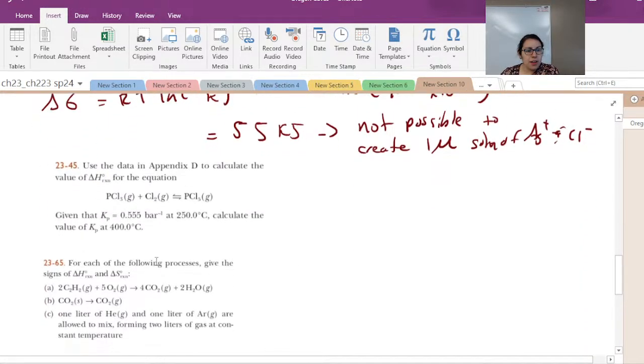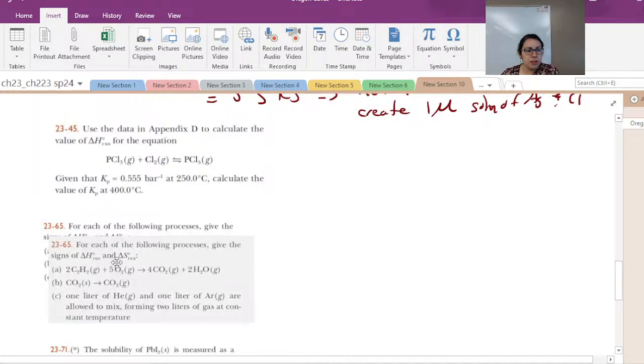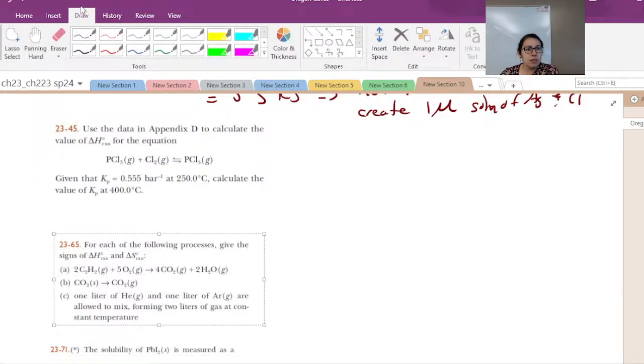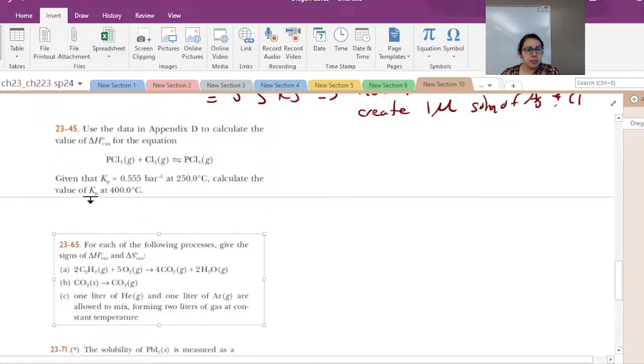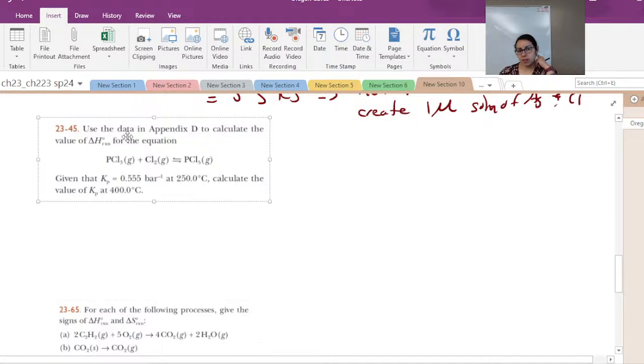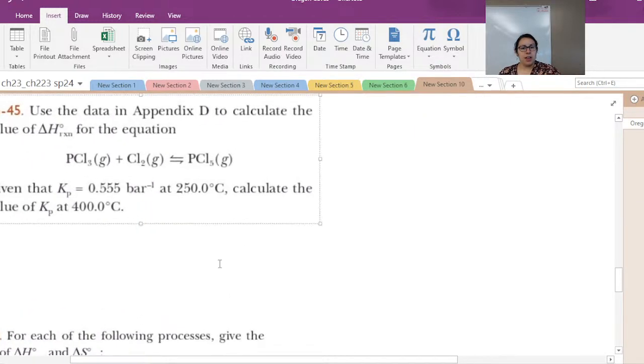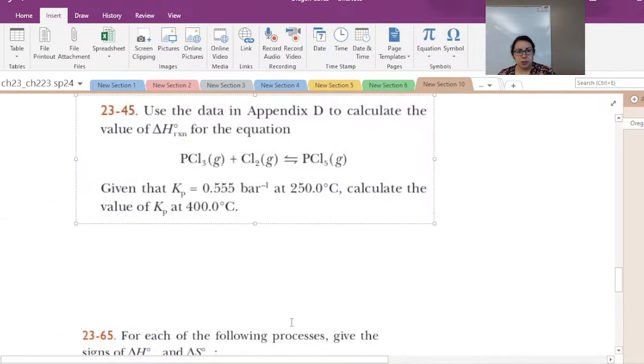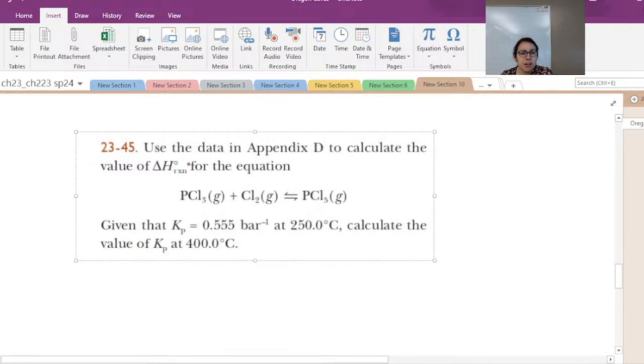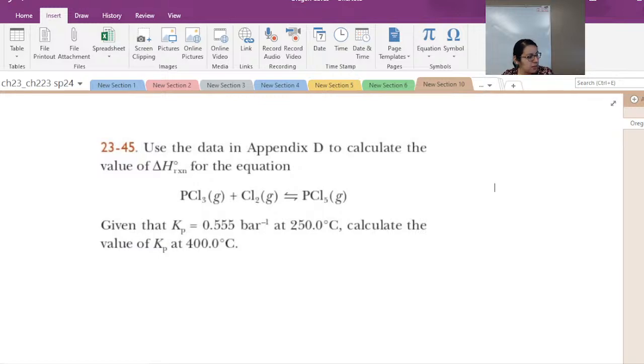All right, let's try this next one, once I zoom in on it. And so if you don't have your textbook, you can just ask the internet for the appropriate values. It wants you to calculate the delta H of the reaction and then calculate our Kp at a different temperature.